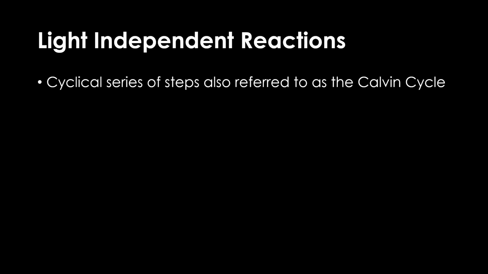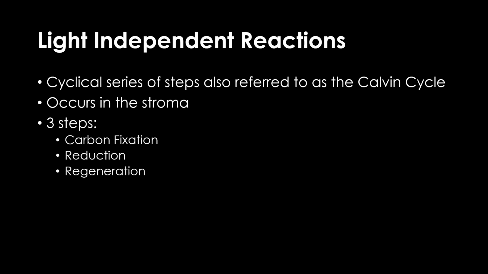Photosynthesis now moves on to the light-independent reactions. This is a cyclical series of steps, oftentimes referred to as the Calvin cycle. The steps occur in the stroma of the chloroplast. Remember, that's the empty space around the thylakoid sacs. There are three major steps in the Calvin cycle: carbon fixation, reduction, and regeneration.